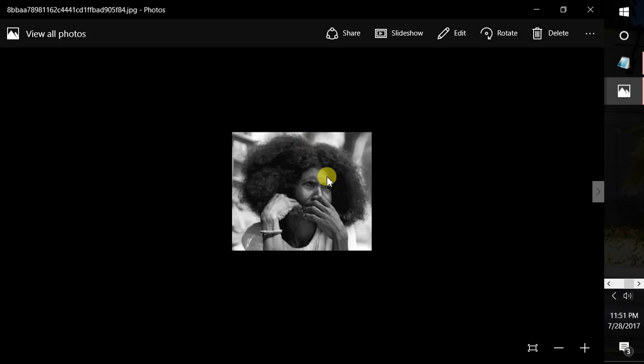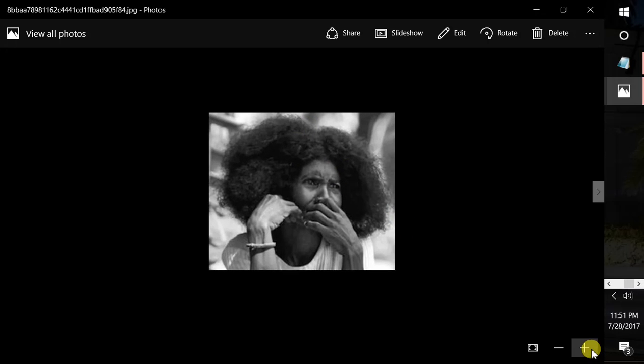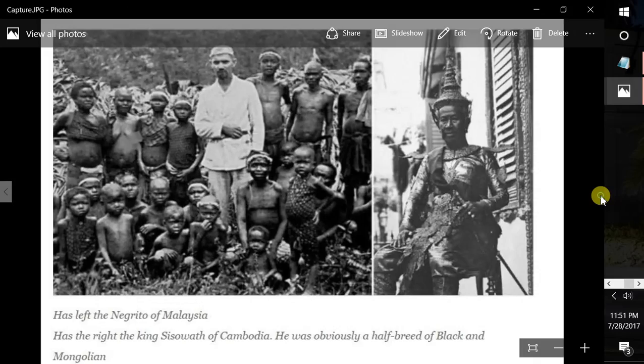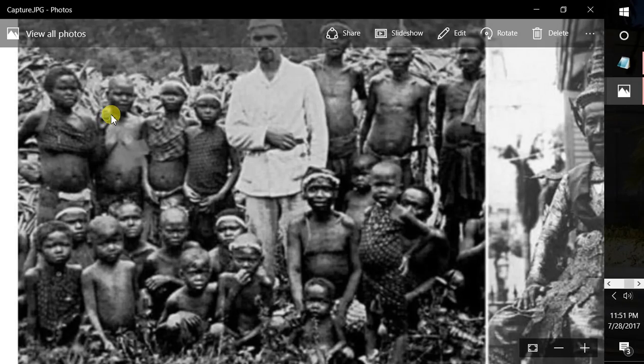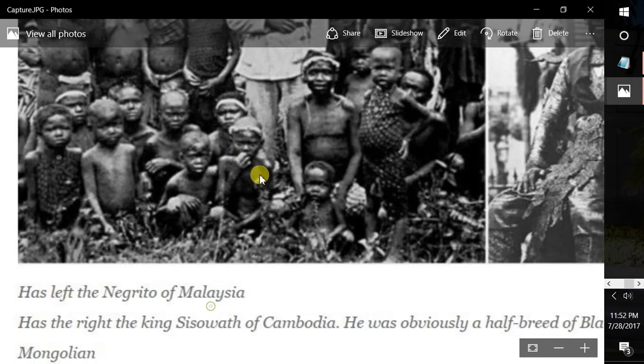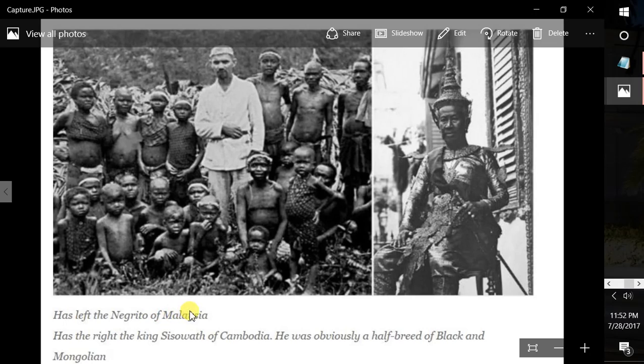Another country, Malaysia, and you can see black nappy afro hair. This is how Malaysians used to look. Can you take a look at that? All right, another picture right here. Look at that. All nappy hair. Can you see that? Nappy, like African. They would say African hair, but look at that. All nappy hair. And this picture here says on the left, the Negrito of Malaysia.